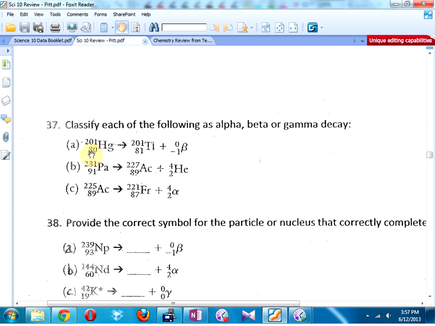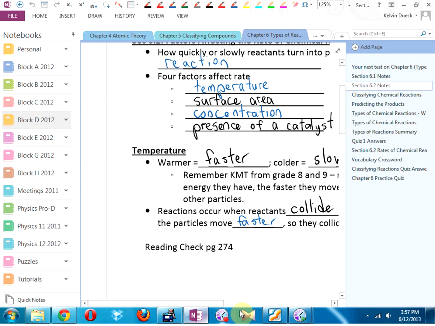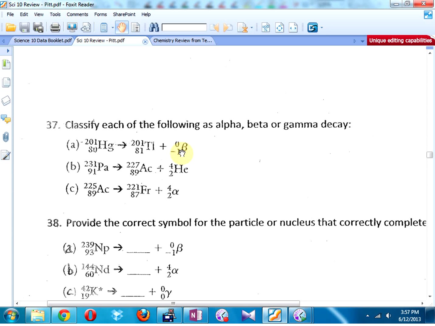Okay. Classify each of the following as alpha, beta, or gamma decay. You look at this. Beta. And remember, beta is also electrons. This one is also electrons. Gamma. Alpha, which you could write with an alpha symbol, but it turned out it was actually just helium nuclei.